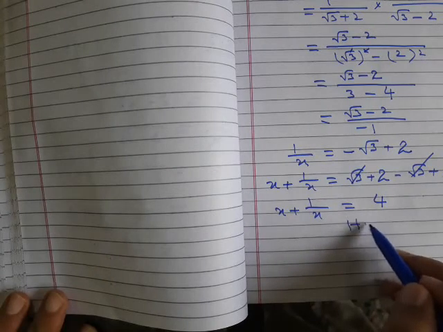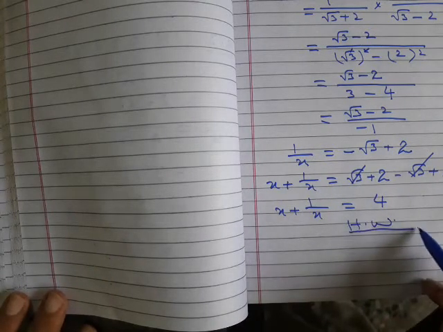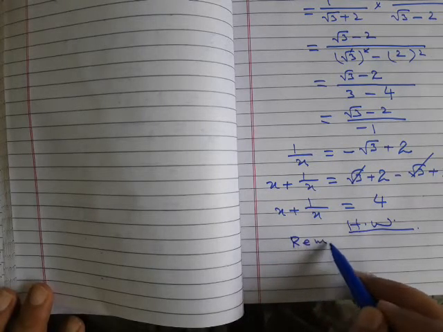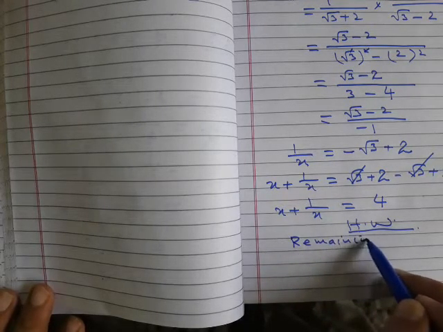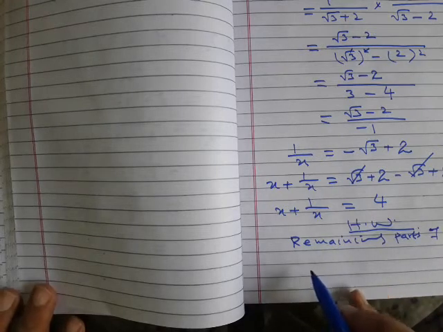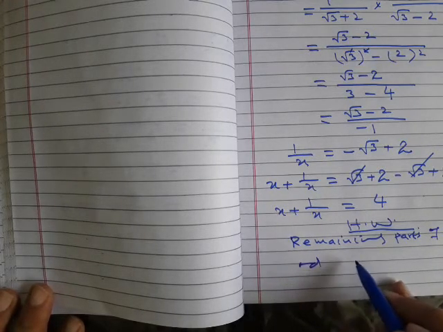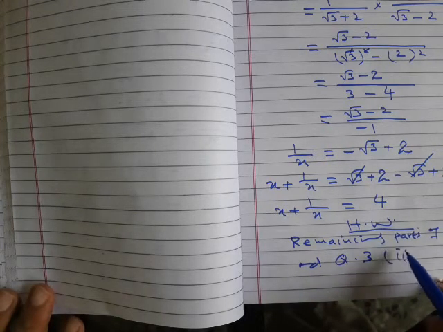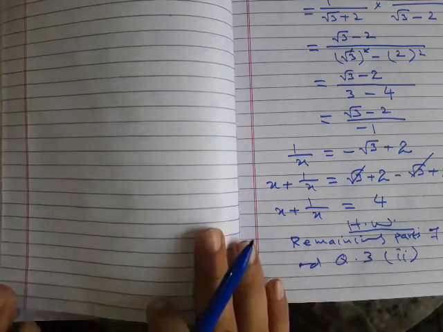Beta, your homework. Remaining parts of question number 2 and question number 3 part 2nd. It is your homework, beta. Write it down. Now beta, question number 4.